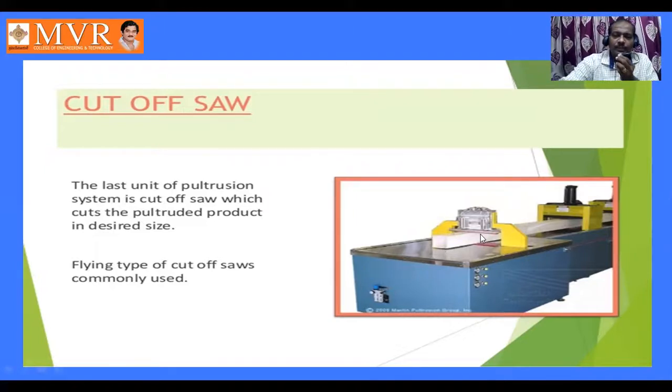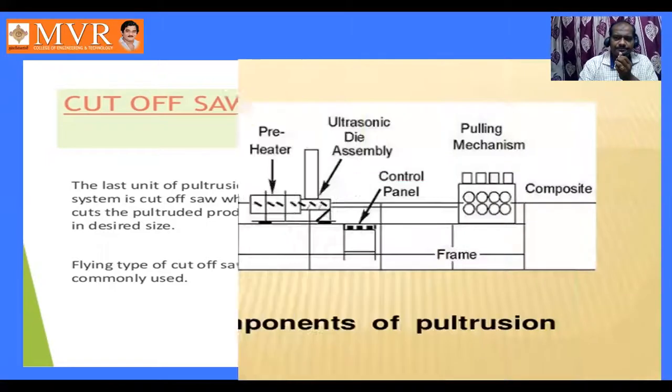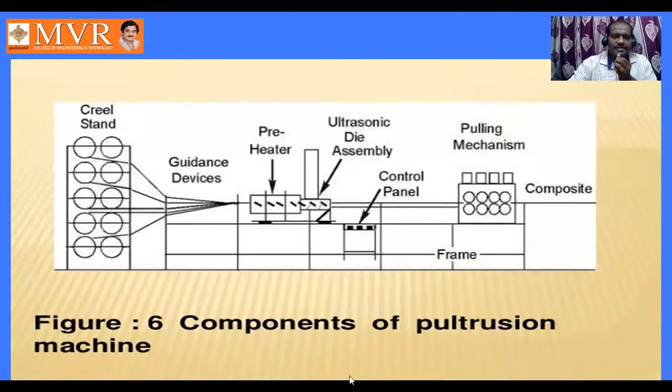So we are going to prepare a composite material by using this pultrusion process. I have shown this with the help of these diagrams. This is the line diagram of the pultrusion process, given for your better understanding. Here a number of creels are there. All creels are going to converge at one point, and after that they are going to be preheated.